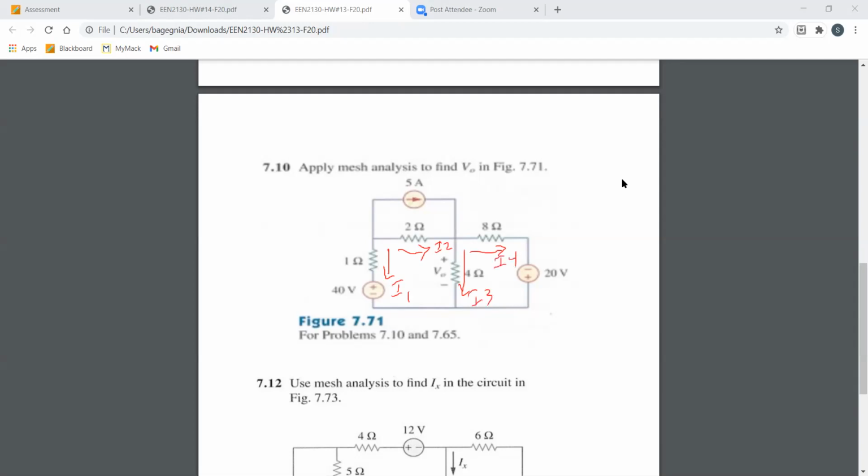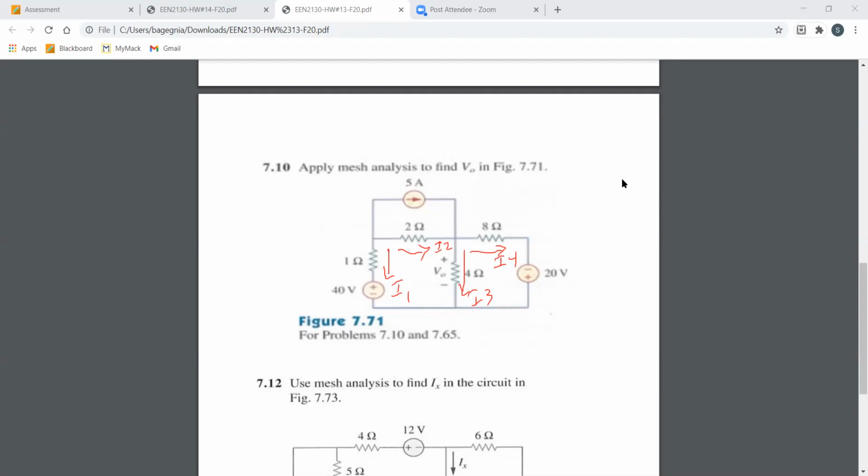So I want you to close your eyes and mark this one, just become like drinking water. You don't need to think about it. First thing you do, assign current direction. Oh, wait a minute. Sorry. We are not doing the nodal analysis. We're doing the mesh analysis. By the way, this could be solved by both.